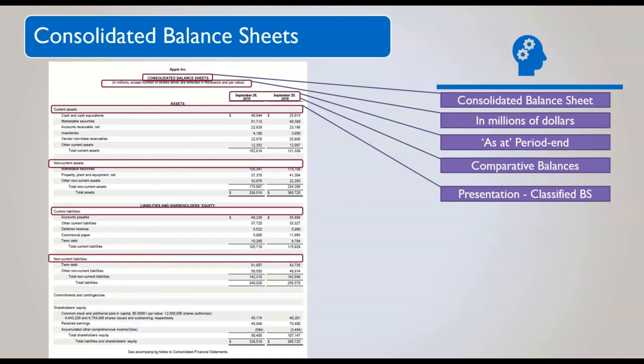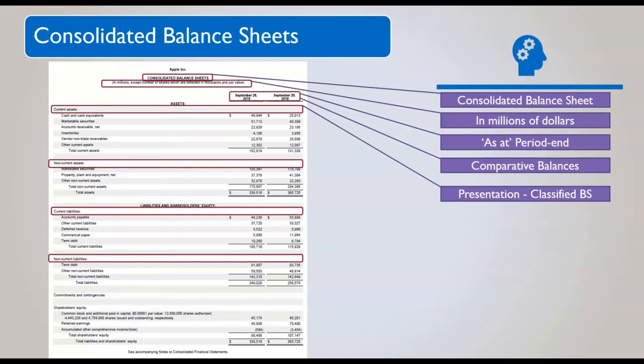The other key item to highlight on this page is the presentation. And we can see that this is a classified balance sheet presentation. This presentation breaks out the current and non-current portion of the assets and liabilities of the company. The accounts are classified by sorting the assets and liabilities based on their shared characteristics for presentation and disclosure purposes.